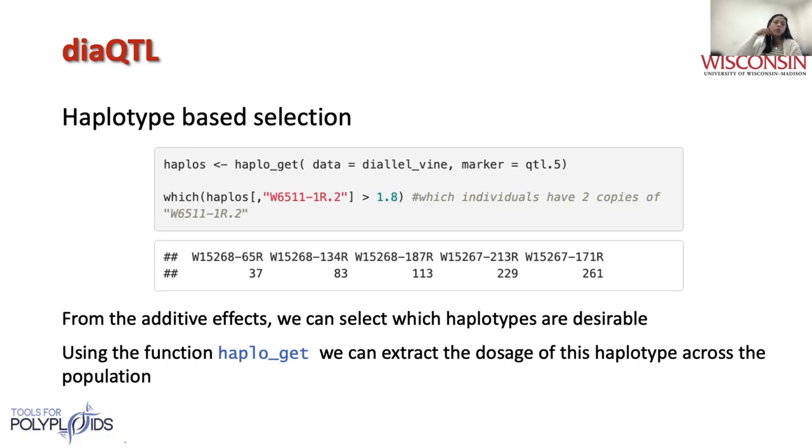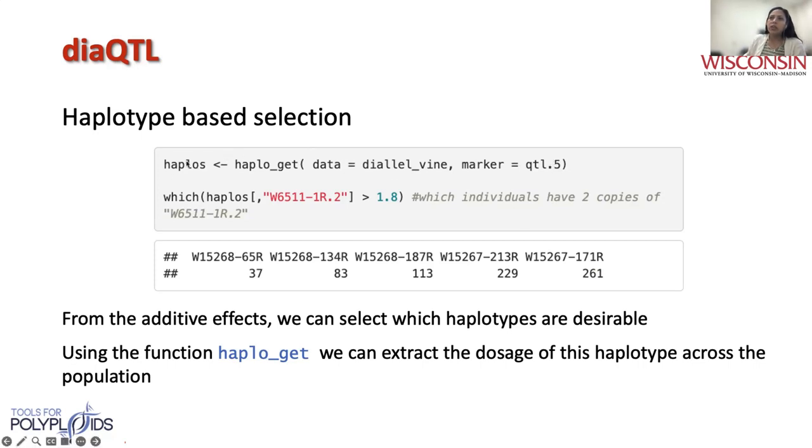And once you know the effect of each of the haplotypes, you can also have some haplotype-based selection, meaning that using the function haploget, you will have the data set that is the output from the fitQTL, and the marker that is, for instance, this peak marker on chromosome 5.